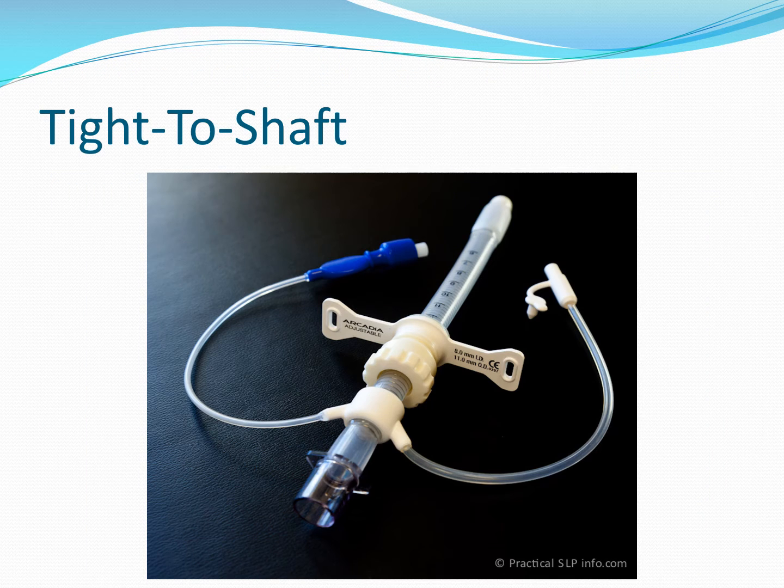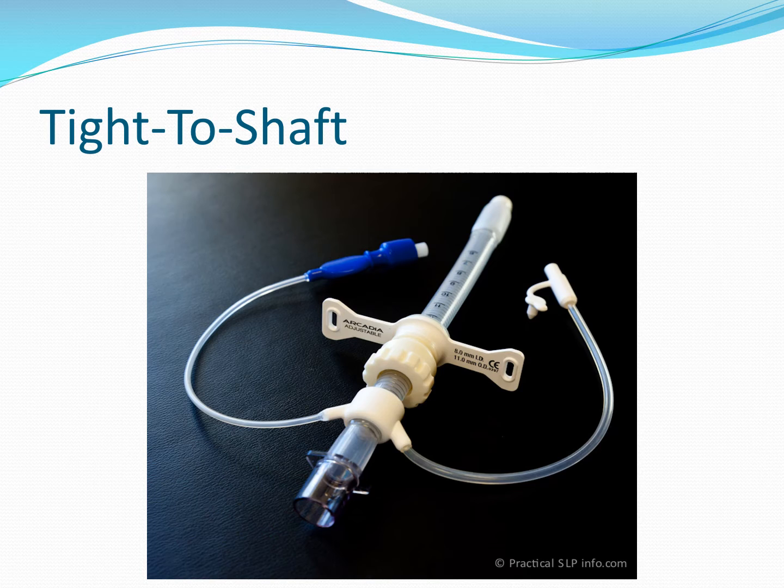Another variety of trach tube that's out there is what's called a TTS, or tight to shaft. Really what they're talking about is that the cuff is tight to shaft. And if you just take a look at this image for a moment and look at the distal end, look at the end that's closest to the top portion of this slide.